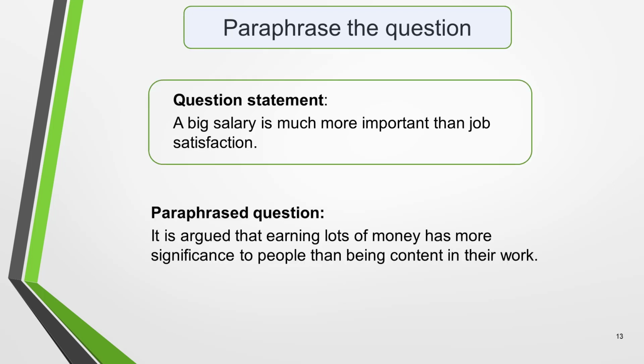Start your introduction by paraphrasing the statement sentence of the question. Here's the statement. A big salary is much more important than job satisfaction. And this is one way you could paraphrase it, that is, say the same thing in a different way. It is argued that earning lots of money has more significance to people than being content in their work. Note how I've used some of the synonyms I listed, although it's fine to repeat 1 or 2 words if you need to. Above all, your language must sound natural.